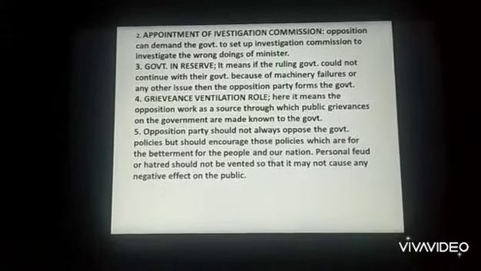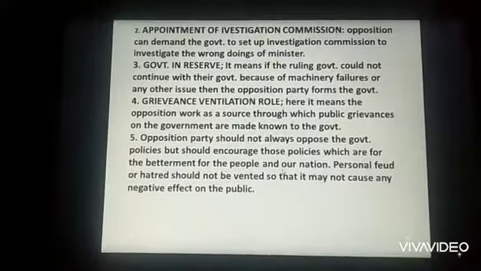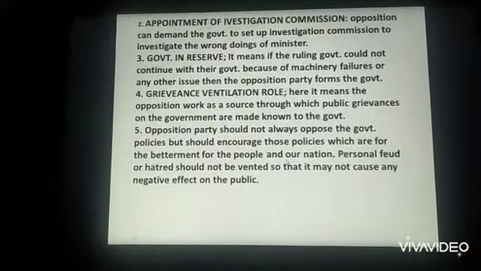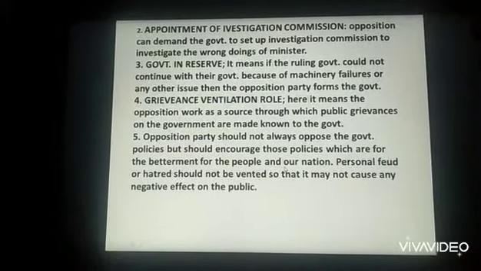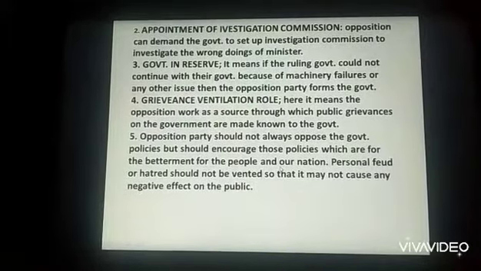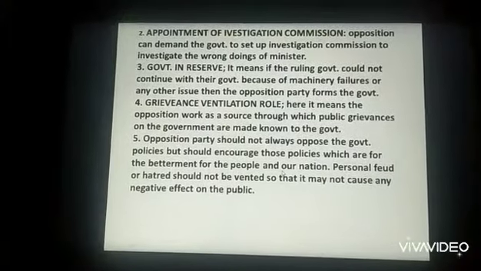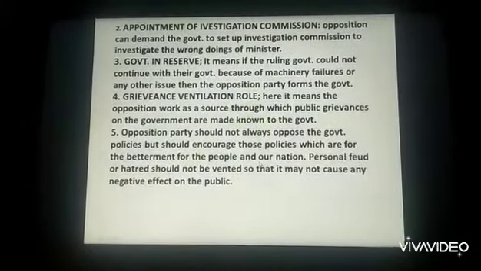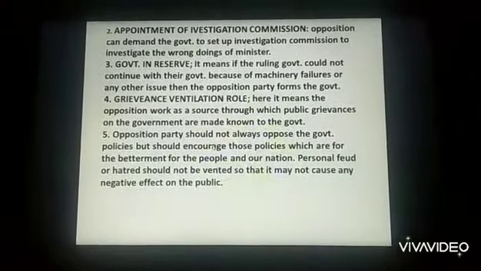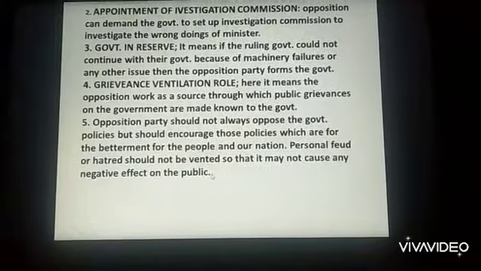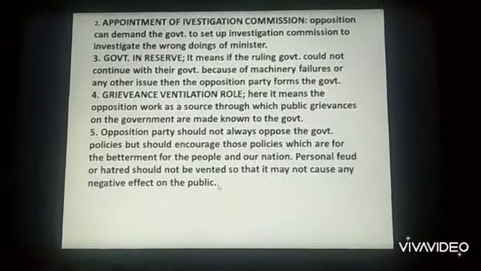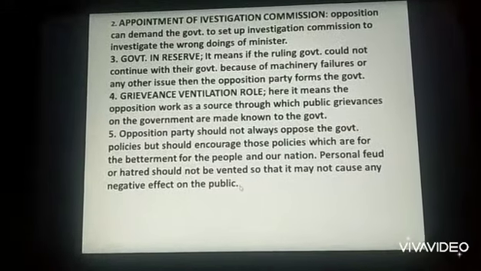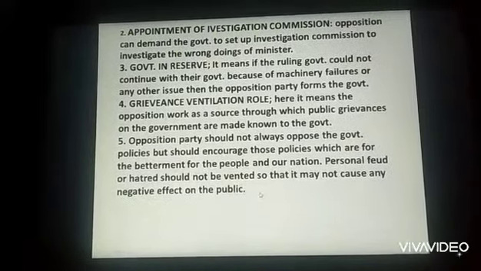But for the bill or the law which is good for the people, even the opposition party should give a supporting role to the ruling government. Personal feud or hatred against the party should not be brought up. They should not bring up their personal issues in checking the government or in the functioning of the government. It should rather be for the betterment of the general public in common, not for their personal uses.